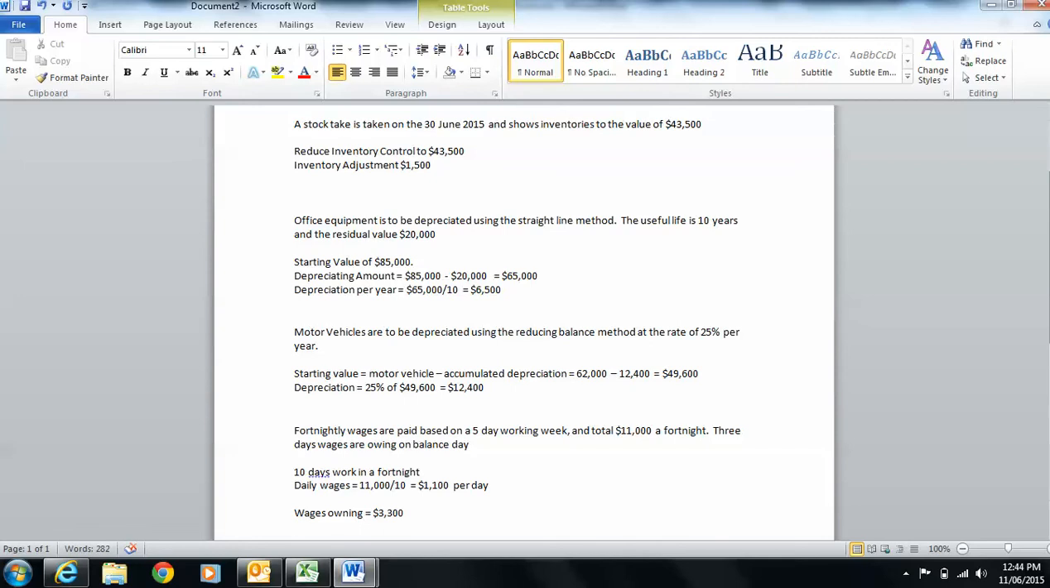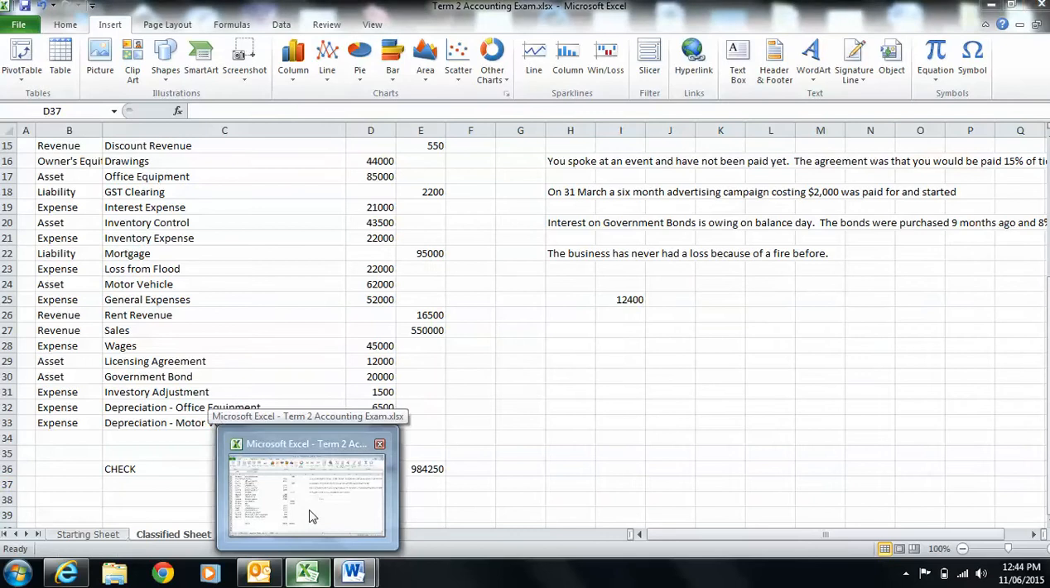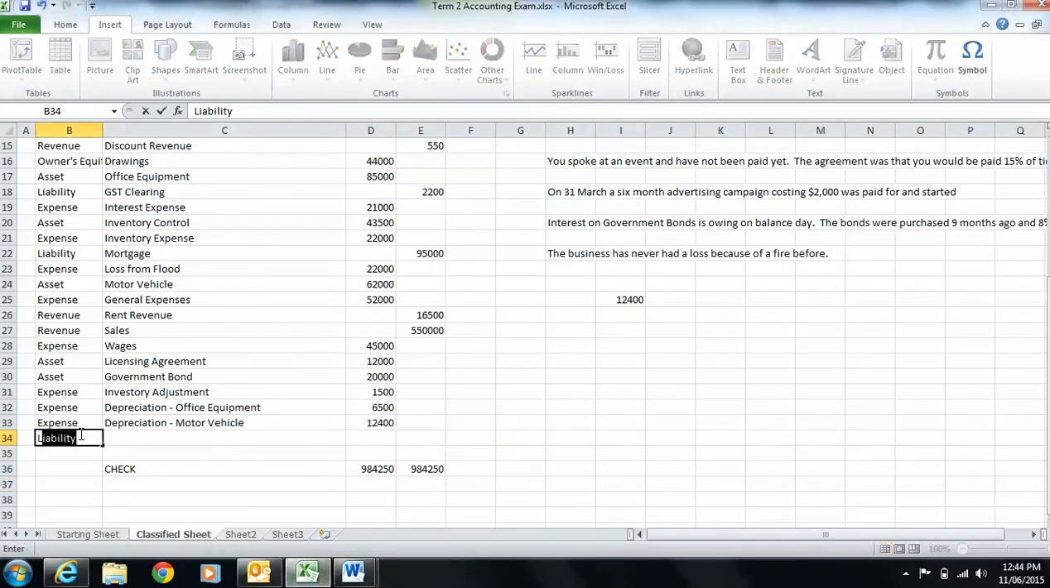So that is going to be an accrued expense, which is a liability. And as well as that, we're also going to have to increase our wages by $3,300 because there's an extra $3,300 of work that's been done that hasn't been accounted for in the accounts yet. So let's put this down as a liability account.